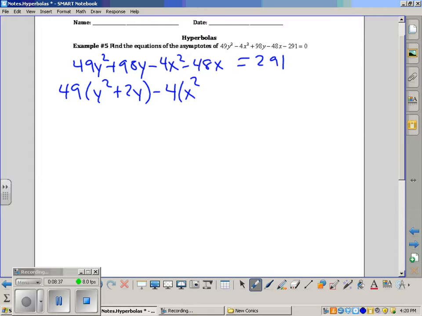That's 12. Plus 12x. So I would check your work at this point to make sure when you redistribute, you go back to where you started. So 49 times 2 is 98. That works. The minus 4 on the outside should be plus 12. Yeah, looks good.